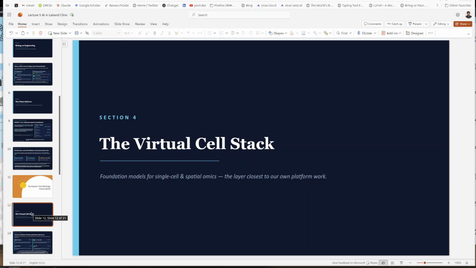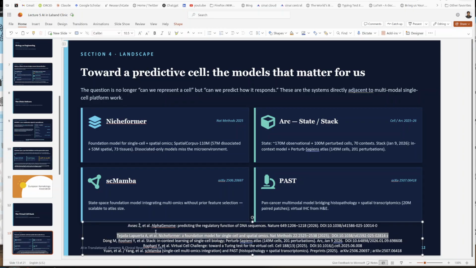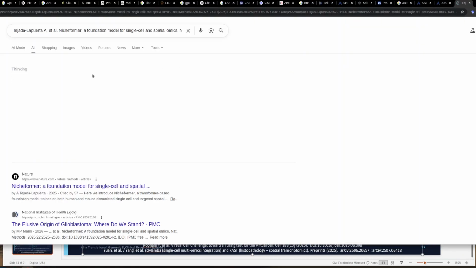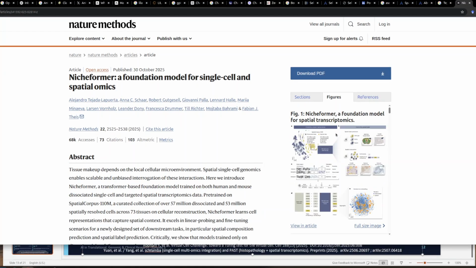So let's come to a very interesting point, the virtual cell stack. So Nicheformer. Most of these I have actually discussed by now, so I'm not going into details of these. But Nicheformer is a foundation model used for both single cell and spatial perspectives. If I go into Nicheformer, let me put up one of the preprints, I think. Let me just check. Yeah, it's already a paper, from last year. You can see how it works.